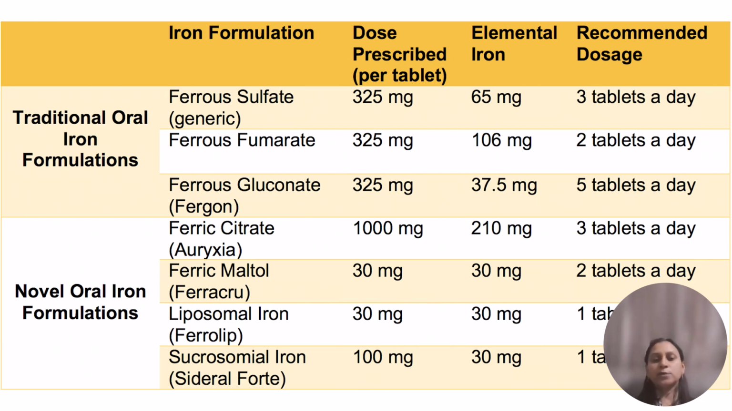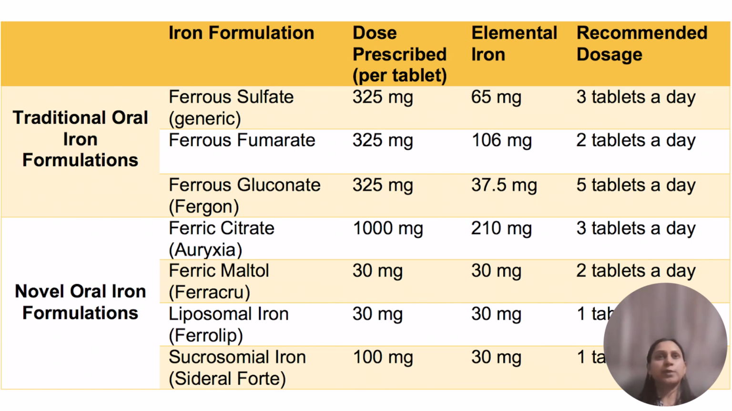And if you look at ferrous gluconate, the number of tablets is even much higher. It is 5 tablets per day. So this is the problem with traditional oral iron formulations, because the percentage of elemental iron is much lower. We have to prescribe a higher number of tablets, and they are associated with GI side effects, anorexia, nausea, vomiting, and so on. And now we have novel oral iron formulations such as ferric citrate, ferric maltol, liposomal iron, and sucrosomal iron.